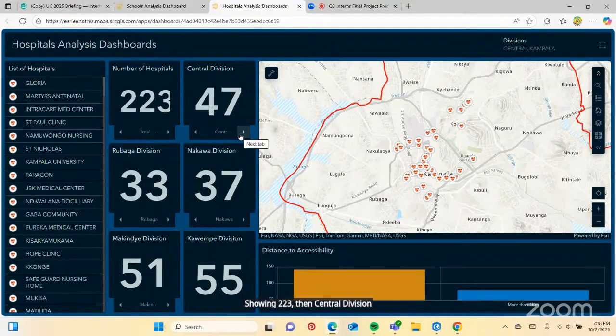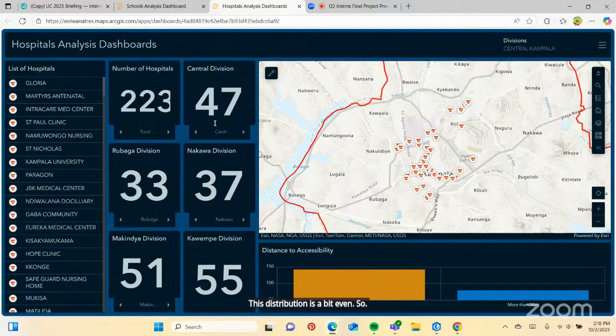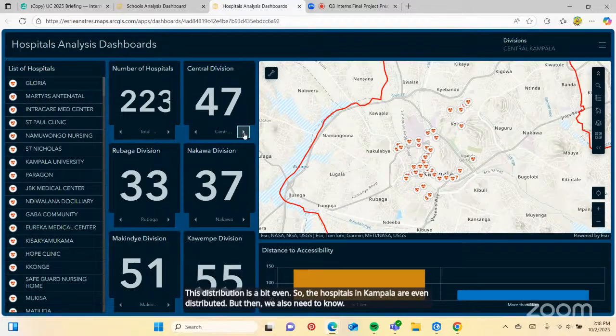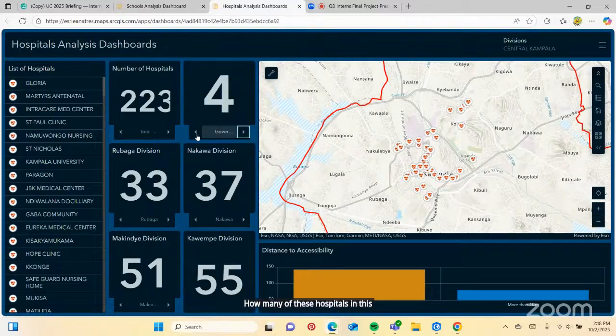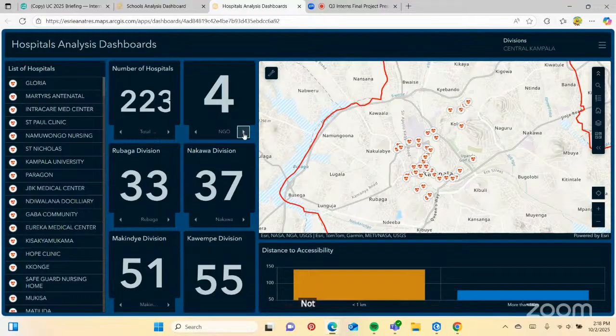When we get into a division, we already know that this distribution is a bit even. So the hospitals in Kampala are evenly distributed. But then we also need to know how many of these hospitals in these divisions are government, privately owned, or non-government organization owned. From this, we realize that we have 4 government hospitals in Central Division. We have 41 privately owned hospitals, not forgetting only 4 NGO hospitals.